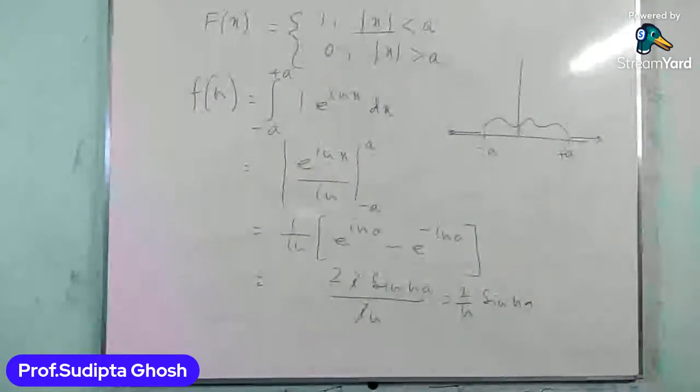Now let's try the other formula given, that is, if we use e to the power minus i n x dx, what will happen? If the formula of the Fourier transform is written as capital F of n equals the integral from minus infinity to plus infinity of f of x e to the power minus i n x dx. So you can use either of these formulas as you wish.